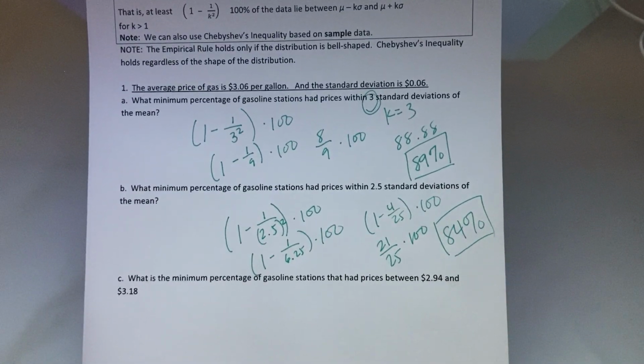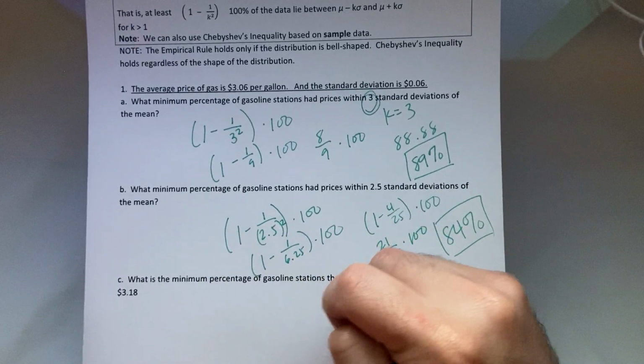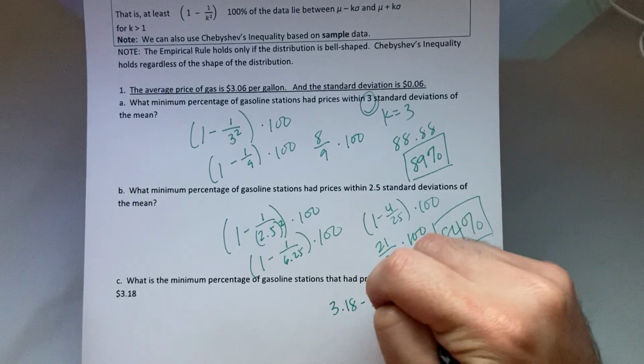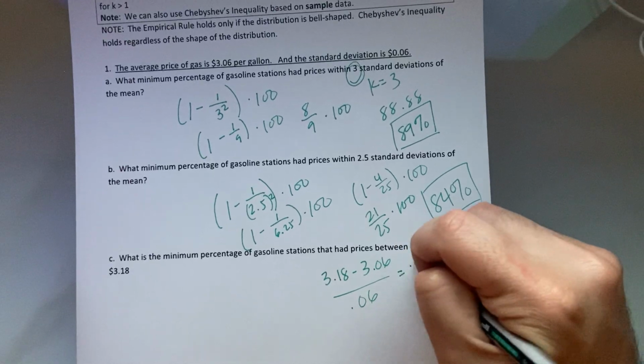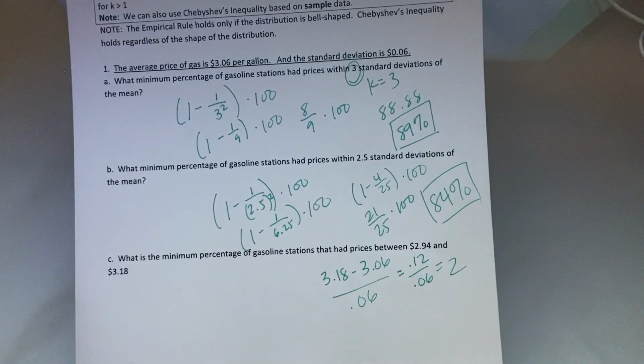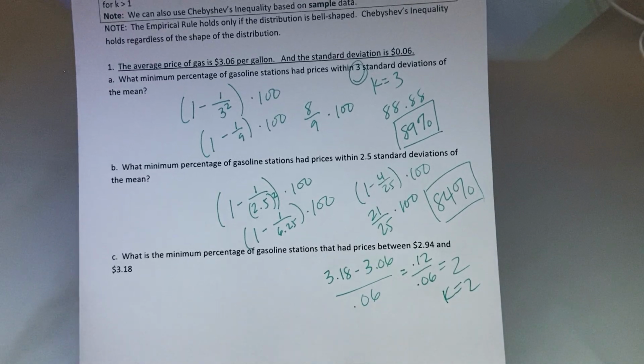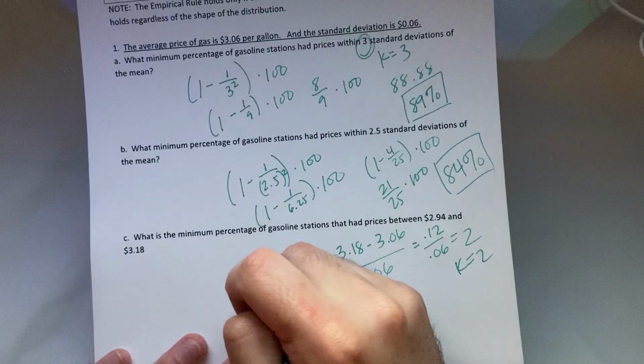Now here, it's going to do something different. What's the minimum percentage of gasoline stations that have prices between $2.94 and $3.18? So here we need to find the k. To find the k, you hope that it's the same number on both sides, because that's the only way it works. So you should be able to use only one. So let's do 3.18 minus the average, 3.06, over the 6 cents. I think that's 12 cents divided by 6 cents, which is 2. So that means my k is 2. You can check the lower end just to be sure, but we're not going to.